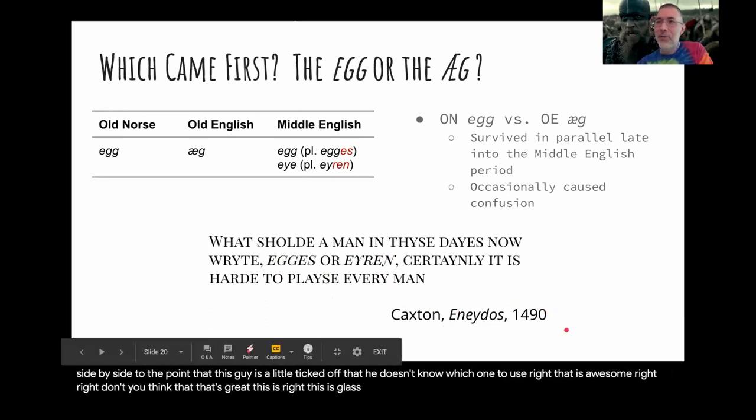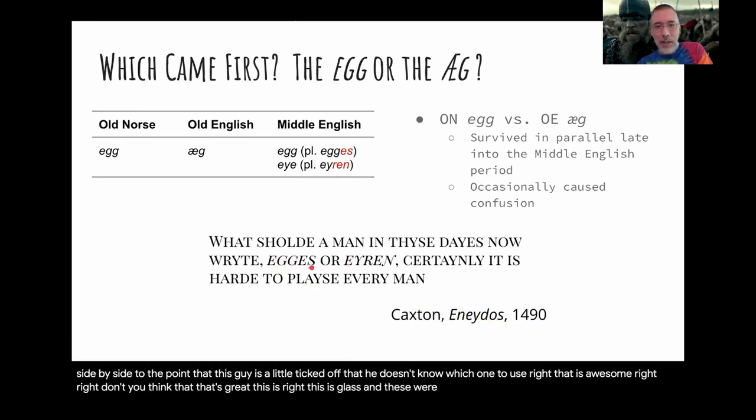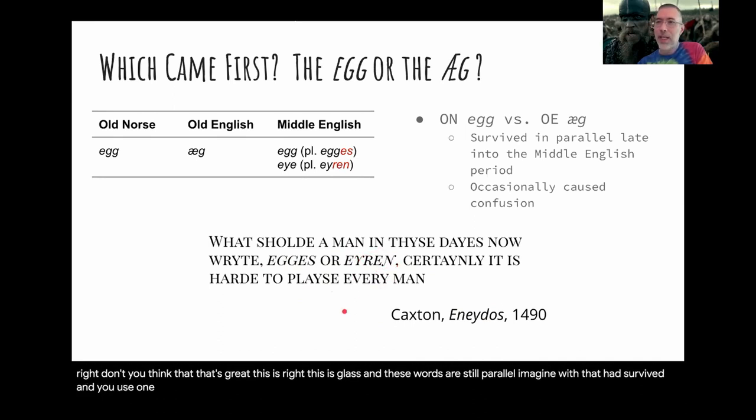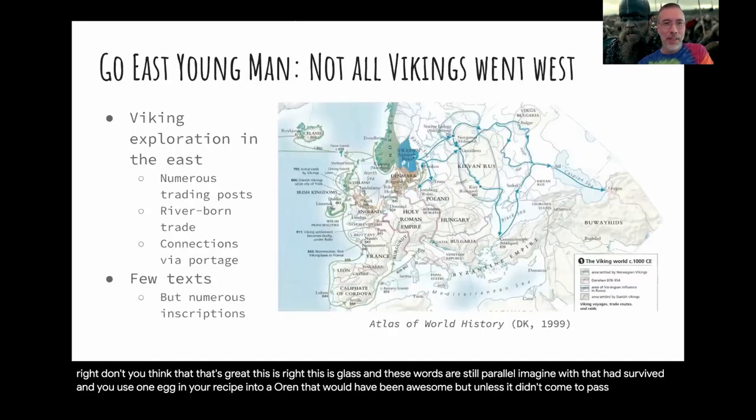This is less than 100 years before Shakespeare is born, and these words are still parallel. Imagine if that had survived and you use one egg in your recipe and two eiren, that would have been awesome. But alas, it didn't come to pass.